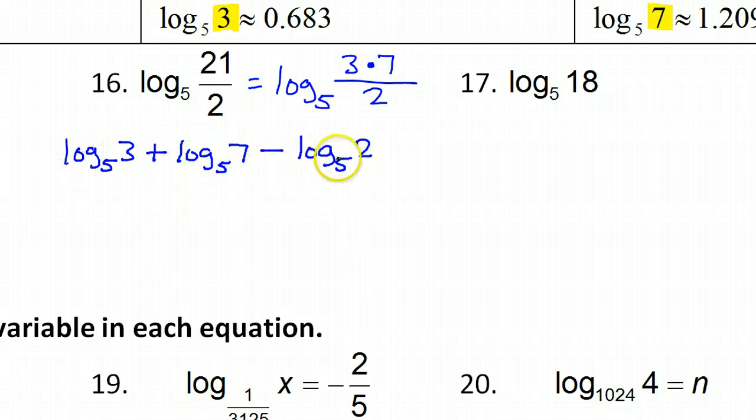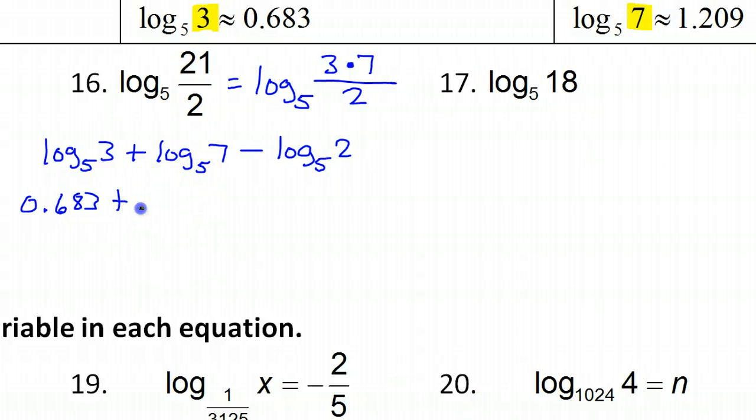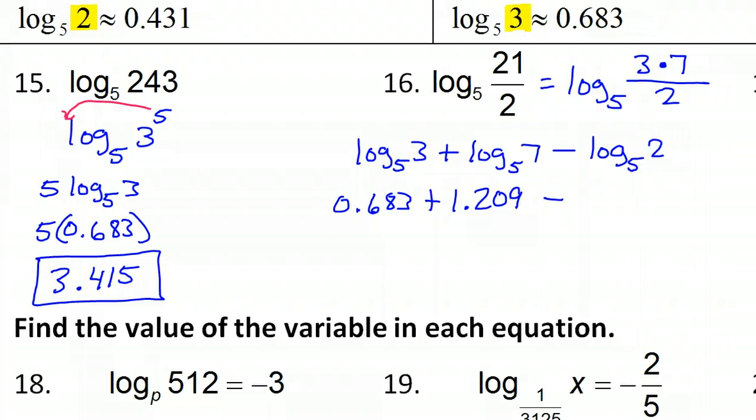Now all three of these things are things that were given. Log base 5 of 3 is our 0.683. Log base 5 of 7 is our 1.209. And finally, log base 5 of 2 is 0.431. And we can add these up using our 4-function bootleg calculator.